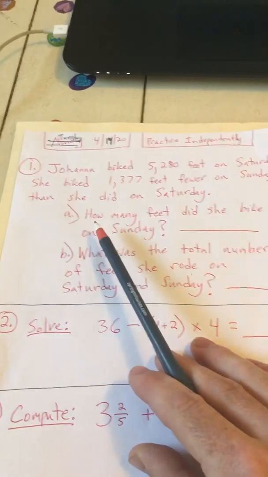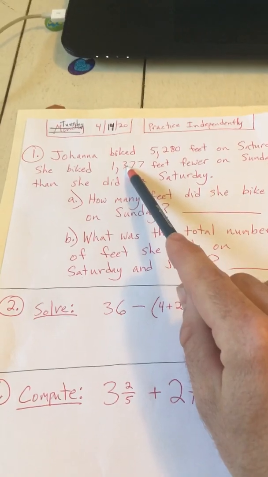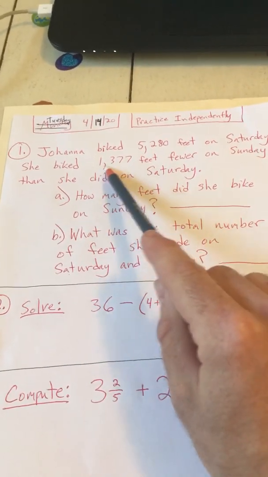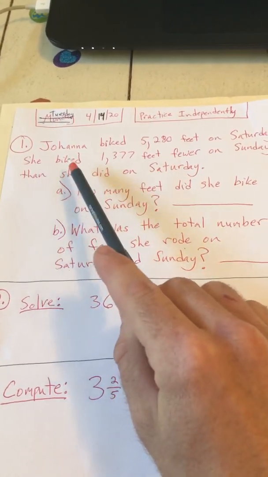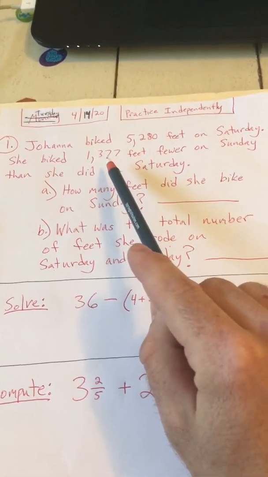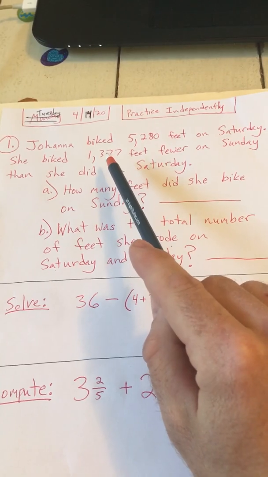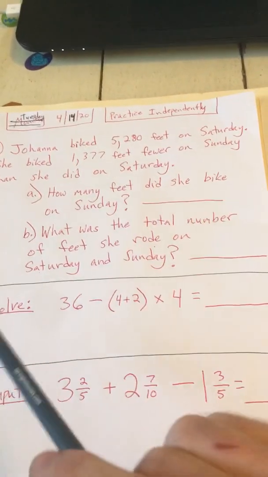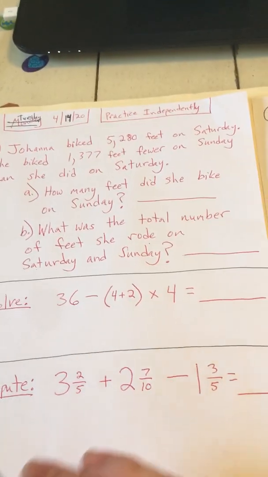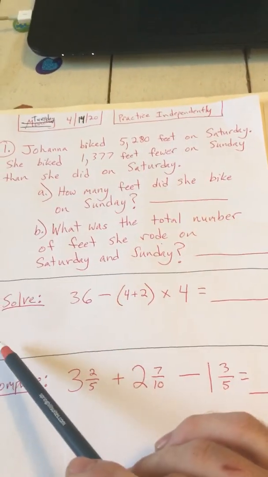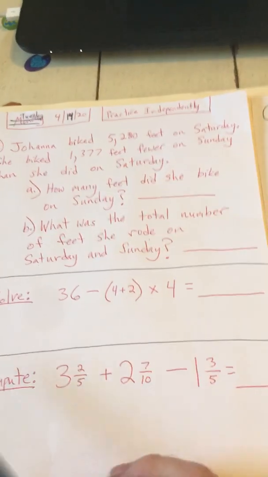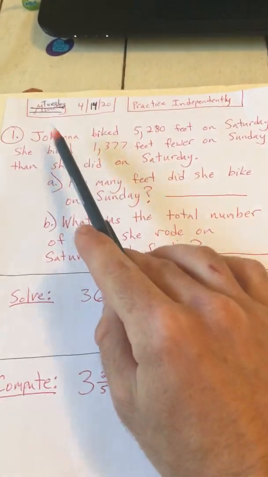Now, when we had a problem like this about a month ago, kids told me that that person biked this number on Sunday. So it was a different problem, but this doesn't tell you that she biked 1,377 feet on Sunday. And a lot of kids just picked that and wrote that there as the answer. This is math, right? You're going to have to do some work in order to get the answer. It's not going to be right there in the problem. So if you just chose that number and put it there, then you really didn't read carefully enough. So let's read it again.